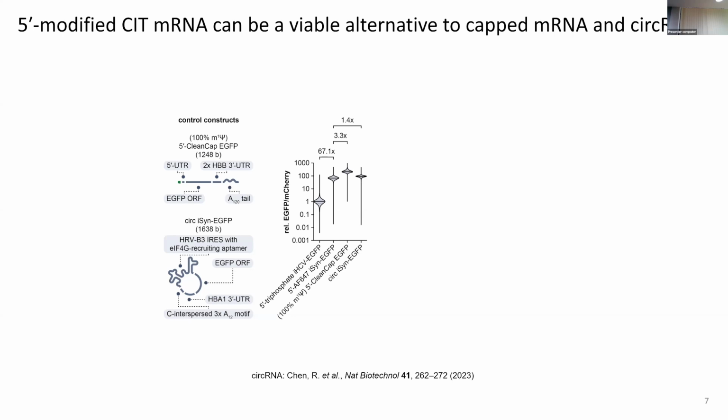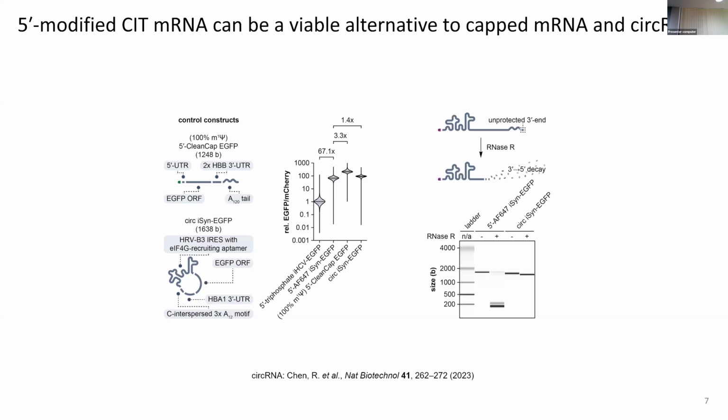This was actually surprising to us, especially if we compared it to circular RNA. So we additionally confirmed the circularity of the RNA and the linearity of our construct by performing RNase R digestions. As you can see from this data, the linear version was degraded from 3' to 5', while the circular, because it doesn't have 3' ends, didn't undergo the degradation.